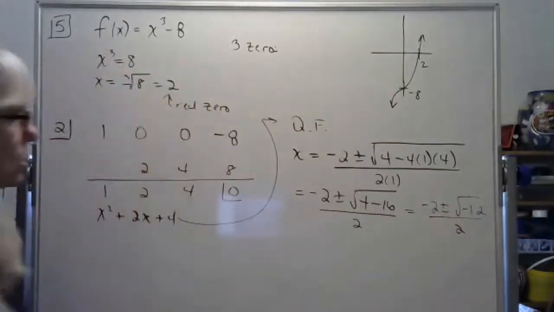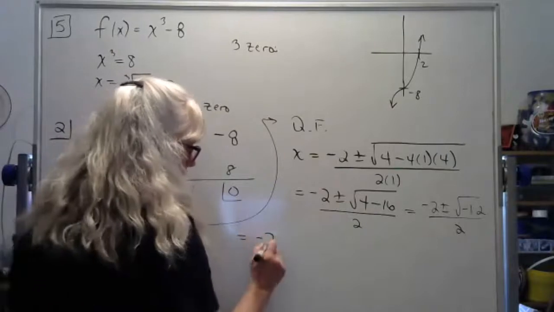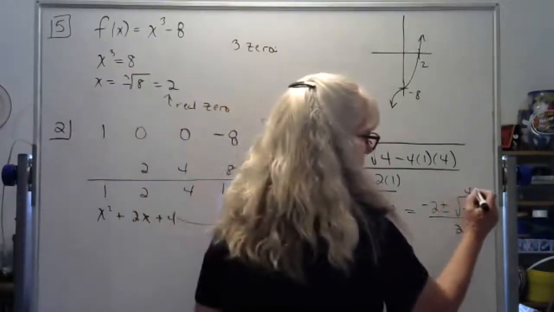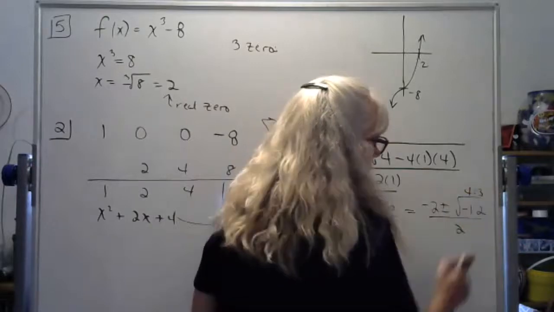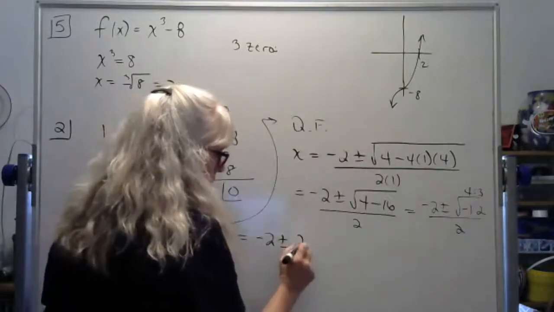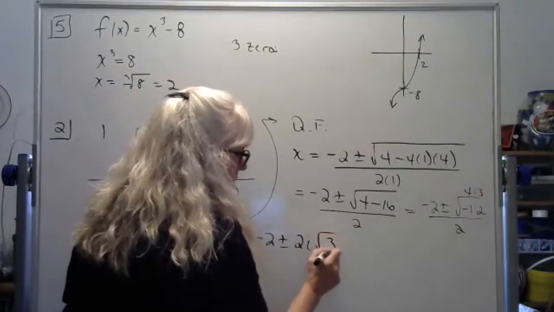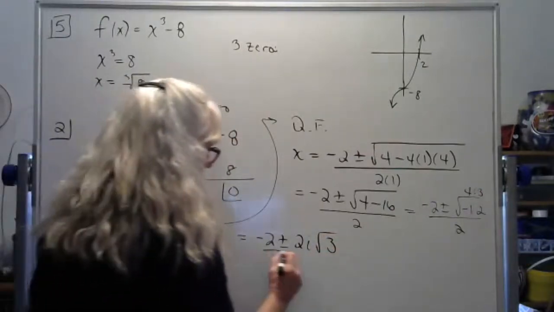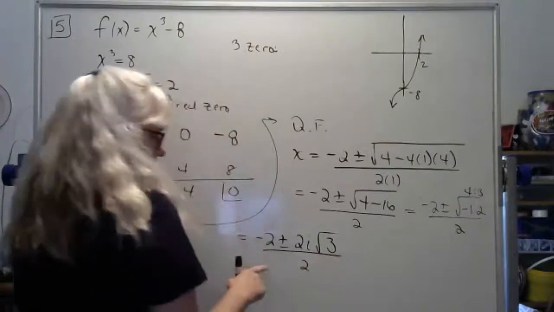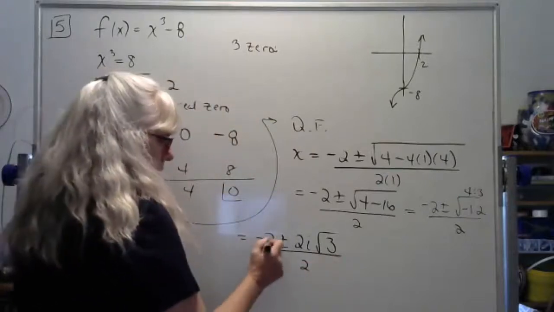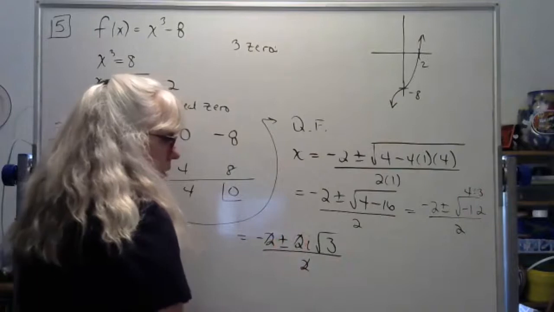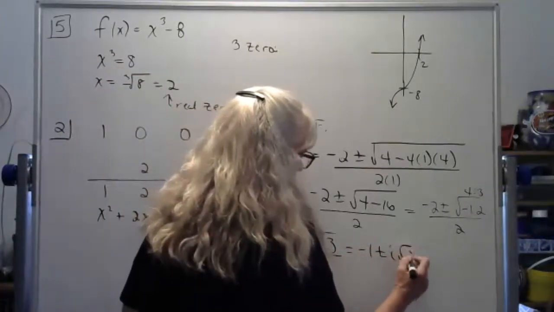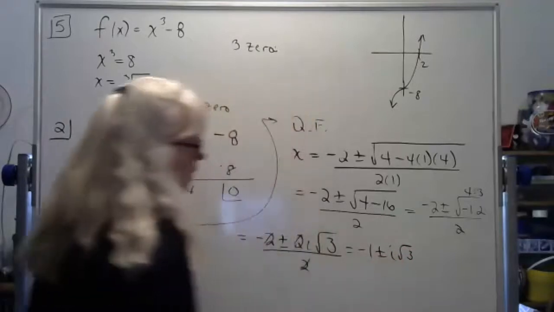Okay, what can I do with that square root of -12? Well, 12 is what? 4 times 3? And the square root of 4 is 2. So I can pull out a 2i, and we'll have a 3 left over on the inside, all over 2. And then finally, we can cancel all the 2's. So this 2 and this 2 will all cancel and leave us with -1 plus or minus i times the square root of 3. Whew.